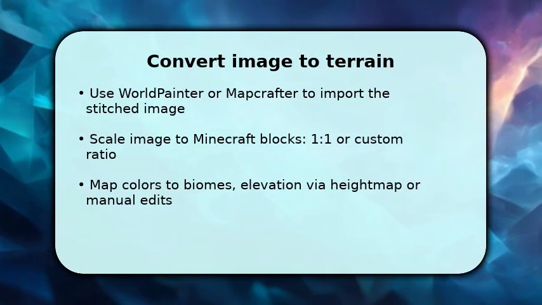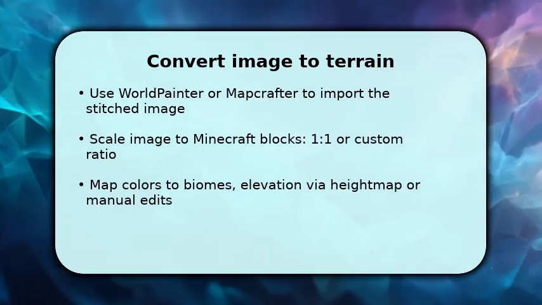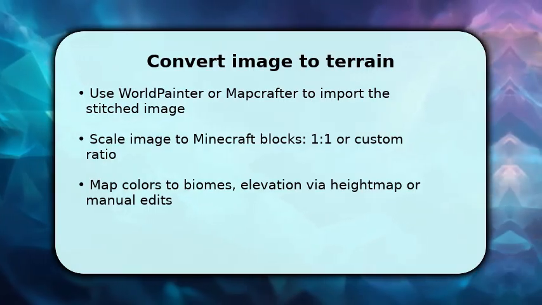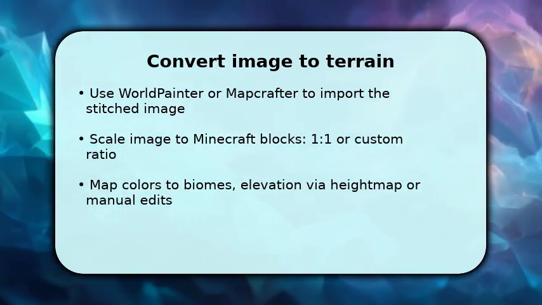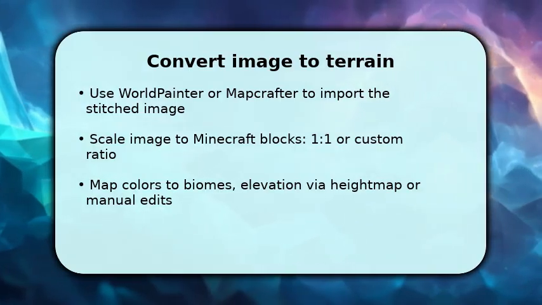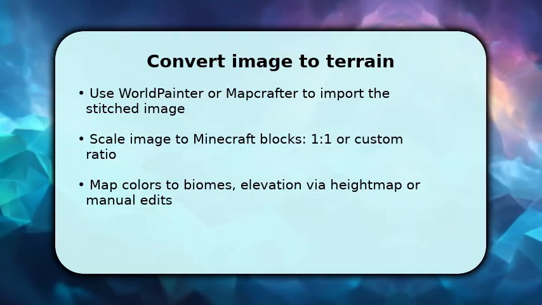With the stitched orthophoto, open World Painter or a similar map import tool. These programs accept large images and let you paint textures and assign heights. Import the image as an overlay, set the scale so 1 pixel equals your chosen number of Minecraft blocks, and enable automatic color-to-biome mapping if available.